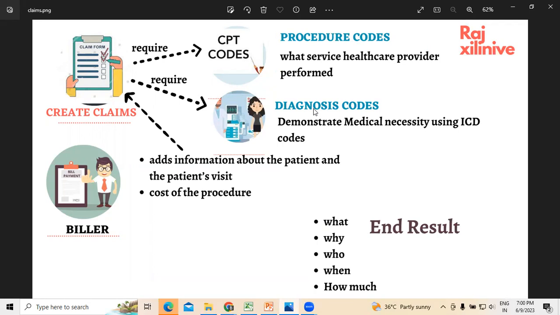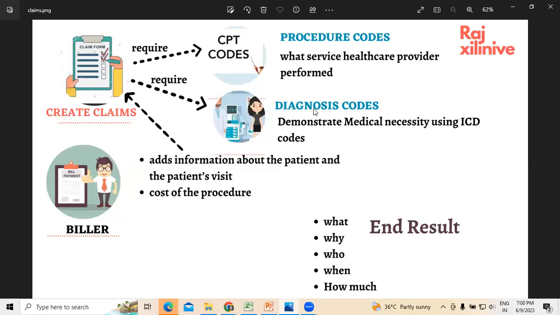Next is diagnosis codes. Diagnosis codes mean whatever diagnosis was made by a healthcare provider for a patient, prior to whatever treatment they are going to provide. For every diagnosis, there will be a code number generated, which all comes under ICD. This is also called the diagnosis code.